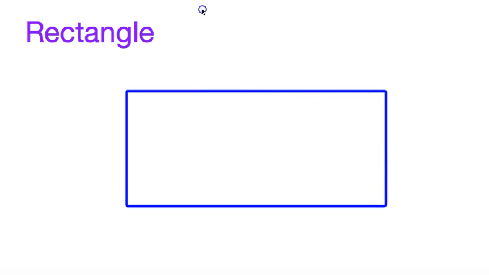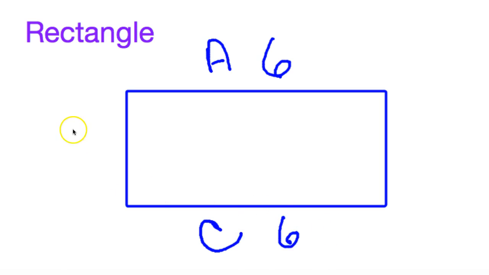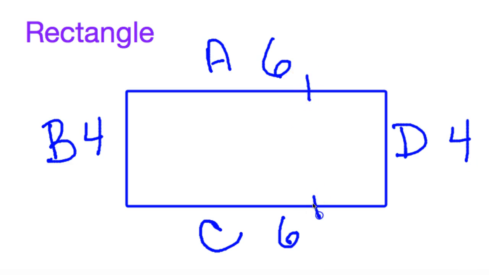A rectangle also has 4 sides. However, only the opposite sides have the same lengths. For example, if side A is 6 inches, the side opposite, C, is also 6 inches. But as you can see, sides B and D are 4 inches. A and C are opposite, and B and D are opposite.